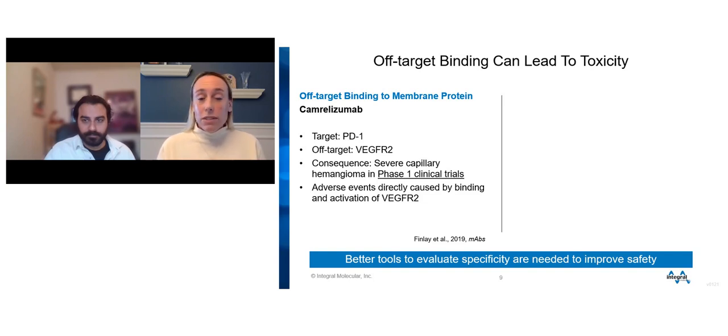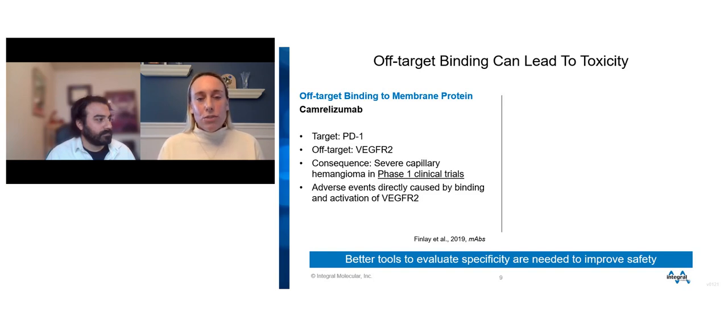This type of polyspecificity can have really important, even severe, implications in safety and can actually lead to toxicity. So I have two examples that I want to show where off-target binding directly caused toxicity. One is the story of camrelizumab. This is a PD-1 antibody. It entered clinical trials, and in phase 1, patients actually presented with severe capillary hemangioma. And this was very unexpected because there are multiple other PD-1 antibodies being tested in the clinic, but none of them had this same adverse event.